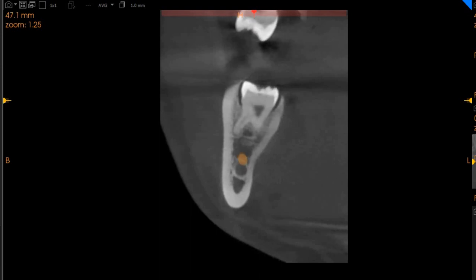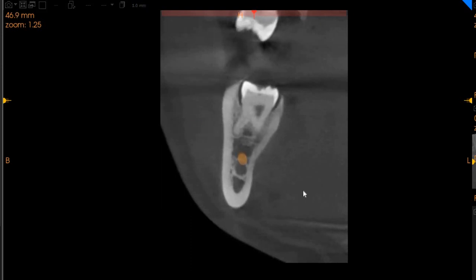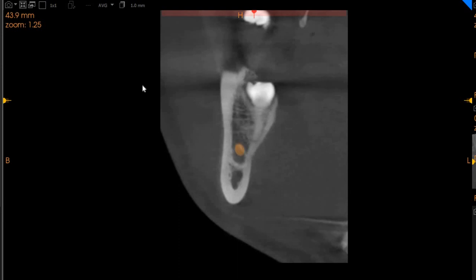interradicular area, something to be noted is that there is a radix intermolaris. So we've got two distal roots, a radix intermolaris on the buccal aspect right here, not on the lingual, and then we've got the distal root right here. The distal root is approximately 4 millimeters away from the nerve.